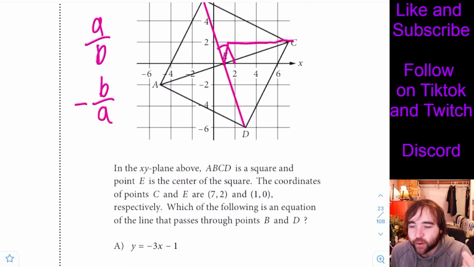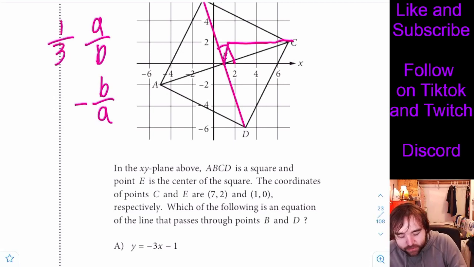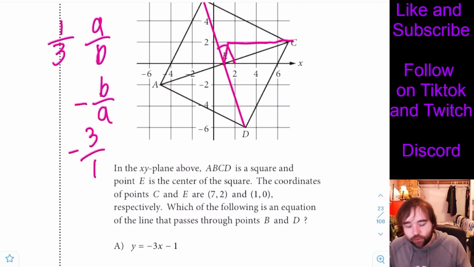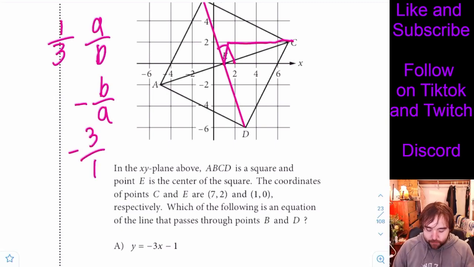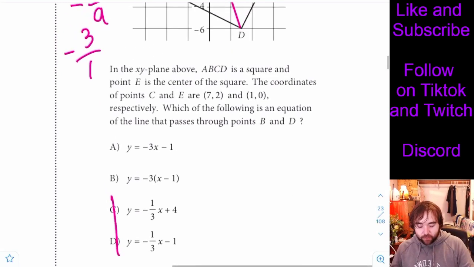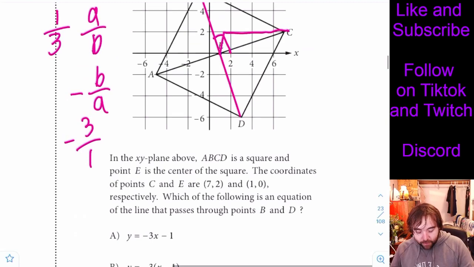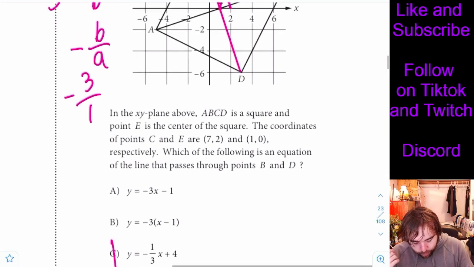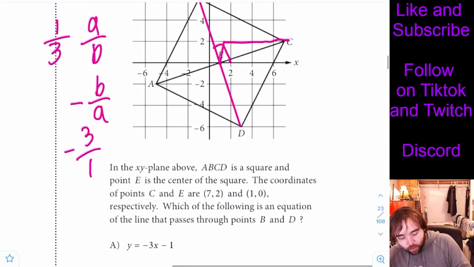Well, the y is first, right? So it's going 2 minus 0, which is 2, over 7 minus 1, which is 6. So that slope is 1/3, which means this slope is going to be negative 3 over 1, the slope of the line we want. So let's see. That gets rid of those, right? Because it's not negative 1/3, it's negative 3. And then what point do we need it to go through? We need it to go through 1 comma 0 here.